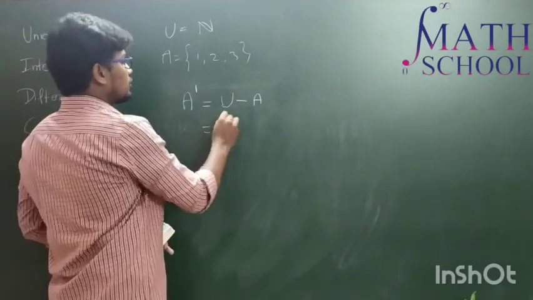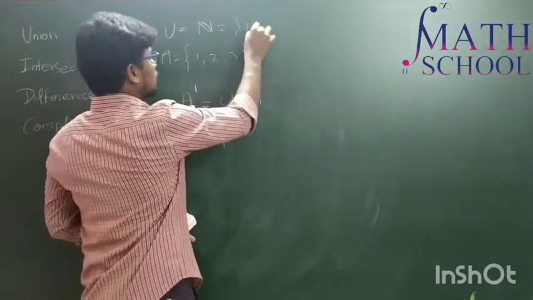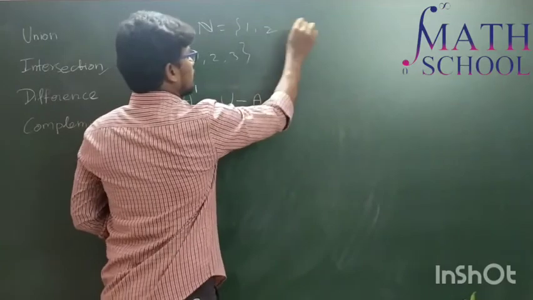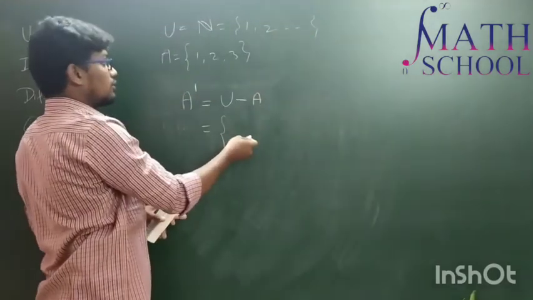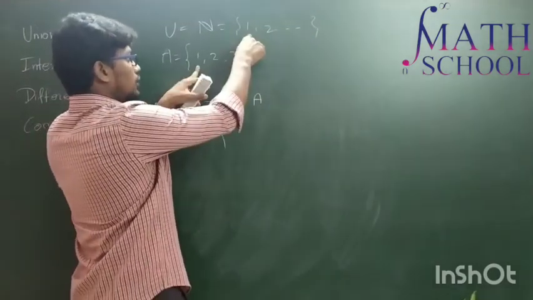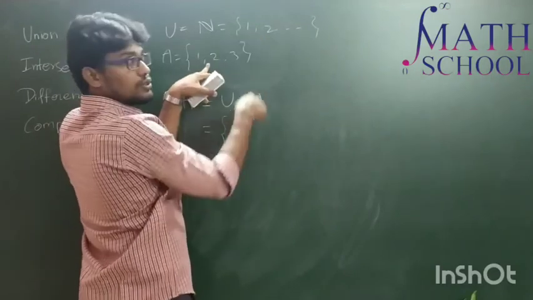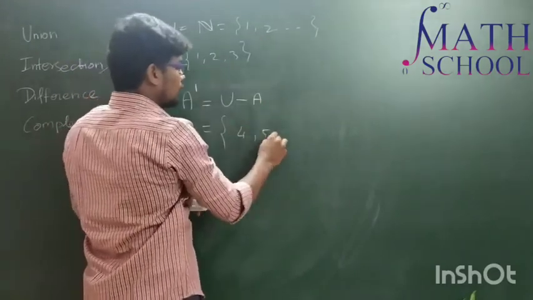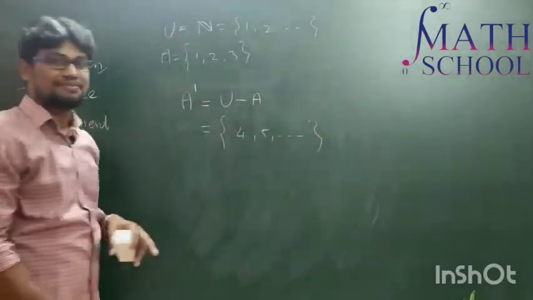Subtract it. So what are the elements? The universal set has all 1, 2, 3 and so on, right? So what elements will be present here? 1 is here, 1 is here, so we should not write it. 2 is here, 2 is here, we should not write it. So the remaining is going to be 4, 5 and the rest. Fine. Thank you.